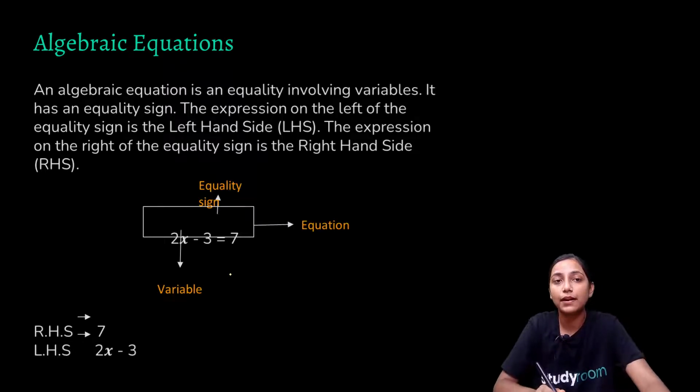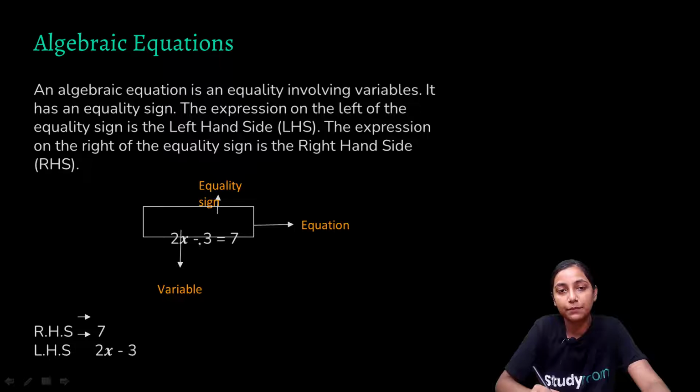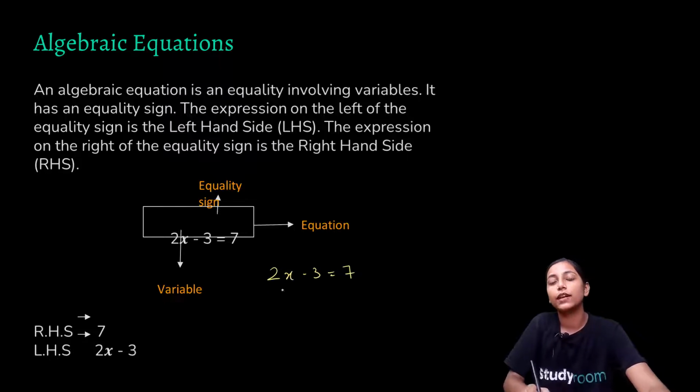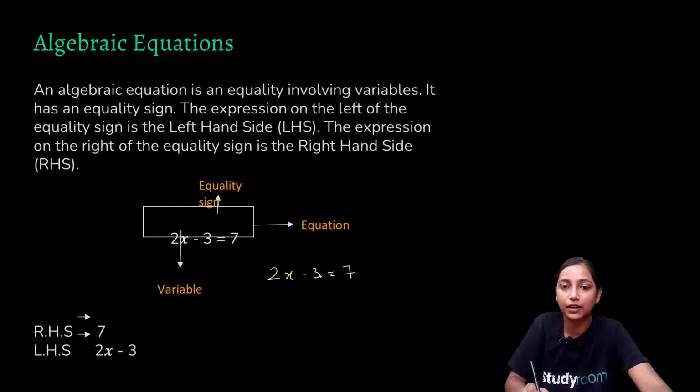Now, what is an algebraic equation? An algebraic equation is an equality involving variables. It has an equality sign. The expression to the left of the equality sign is the left hand side and the expression to the right of the equality sign is the right hand side. Take for an example 2x minus 3 equals 7. We can call this an algebraic equation because it is an expression with an equality sign.